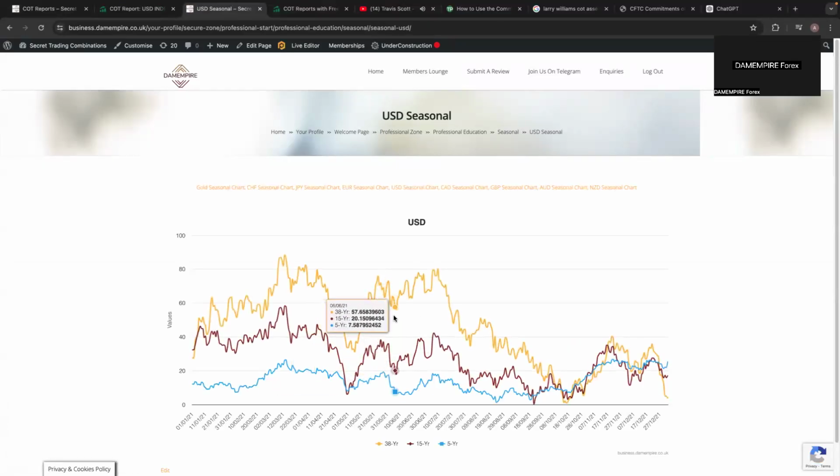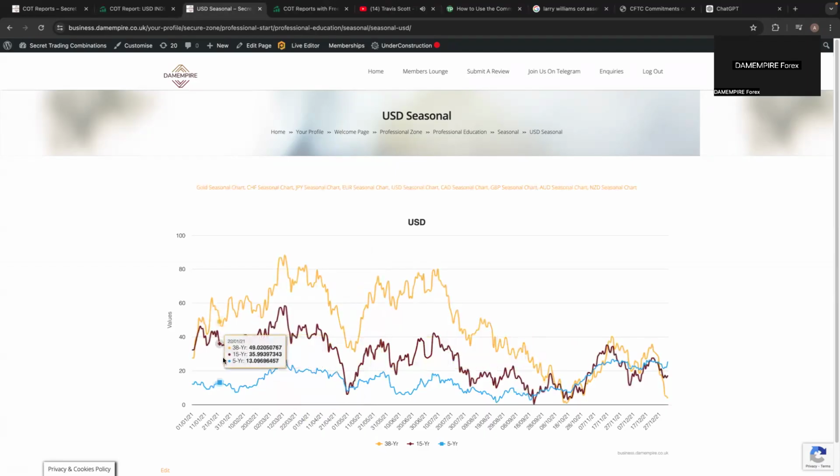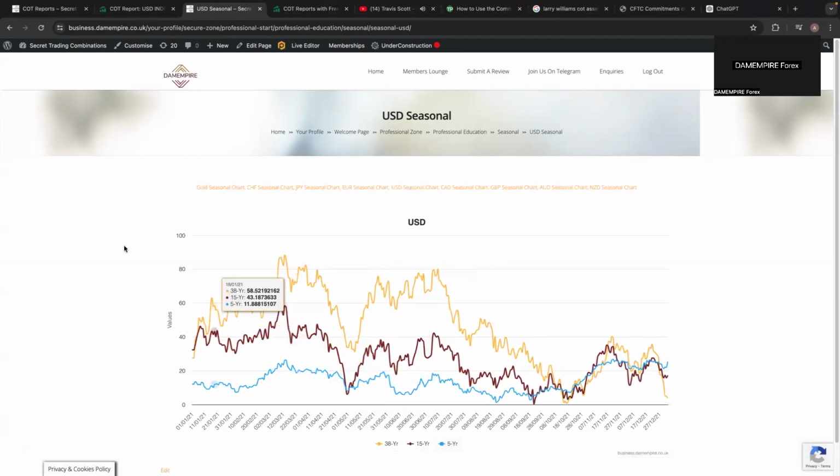This is what seasonality looks like. We have the 5 years, 15 years, and 38 years, and those are the average price movement in the past 38 years combined. What tends to happen is we want all three of these to align, like let's say somewhere around here. When they align for a long move like this, it's a very long move.